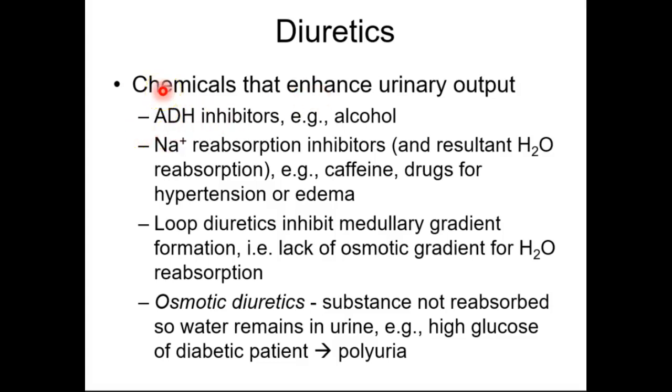A lot of drugs are going to work on this system. You're going to have sodium reabsorption inhibitors. If you can't reabsorb sodium, you can't set up that saltiness gradient. Loop diuretics are going to impact the loop of Henle. And osmotic diuretics are going to be things that won't be reabsorbed, so water remains in the urine. So high glucose of a diabetic patient means that there's lots of stuff in the urine, and then water stays in the urine, and that gets flushed out a lot.